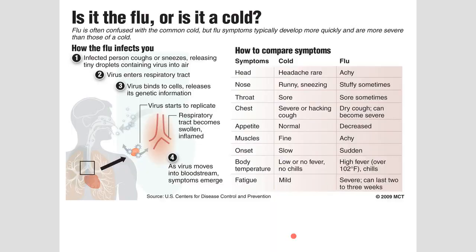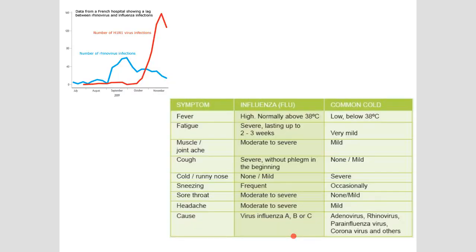But again, it's not easy. Having said that, it's not easy. So there are many different charts and graphs, and you can see from here again the same thing. If you were to look at some other symptoms given over here, again, there are differences between flu and common cold. The most important thing in this particular slide is that it's talking about the cause as well.